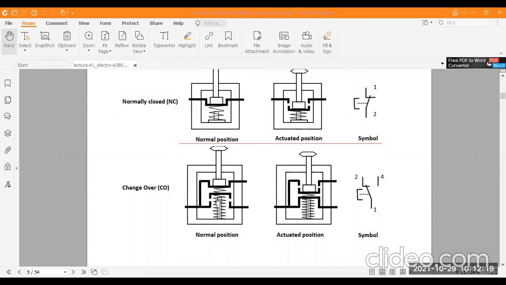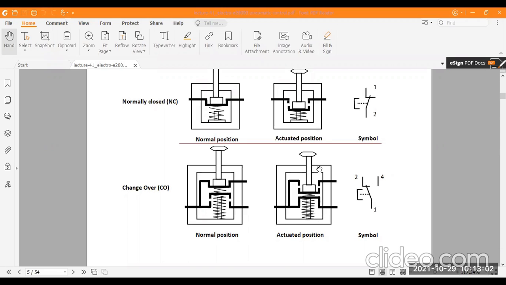Then when you push the switch, you can see these two are the closing positions, but here there is a difference: one blank position is given. So this is the normal position of the changeover limit switch. Another one is the actuated position, and this is the symbol of the normal changeover limit switch. When this is connected to number 4, that is 1 and 4, this is called the actuated position.